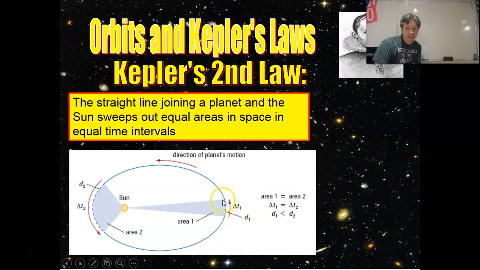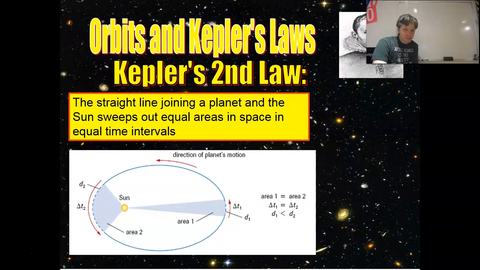Then we sweep out this area, and let's just call it area 1. At some later point in its orbit, we do the same thing. Right over here, we start timing, and we finish timing exactly one month over here. That sweeps out another area, let's call that area 2. What Kepler's second law says is that area 1 equals area 2.